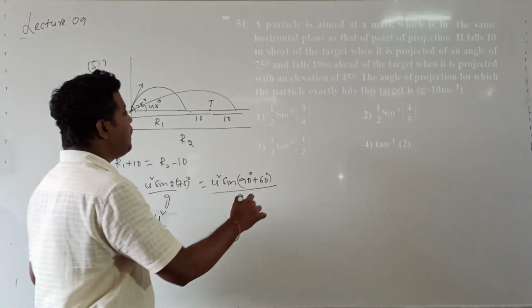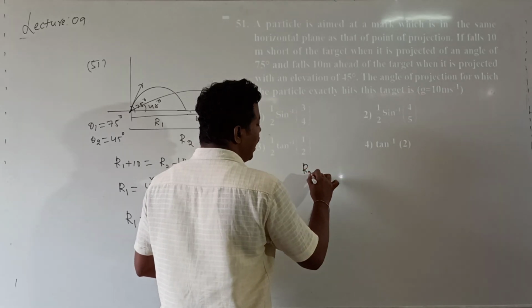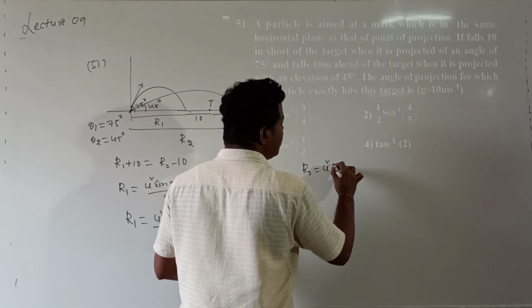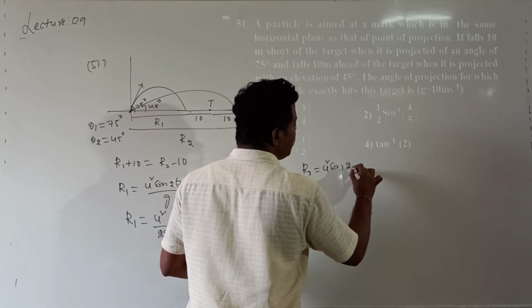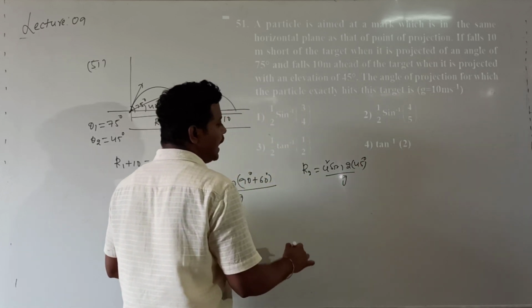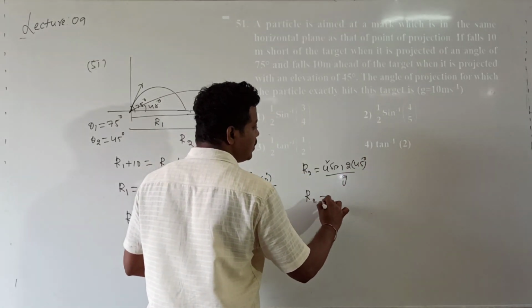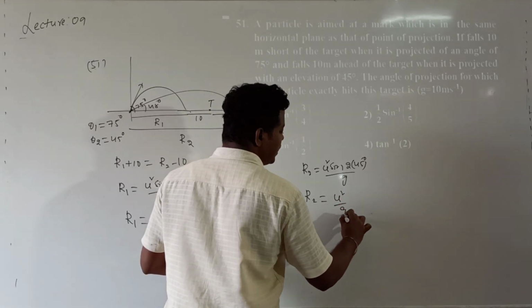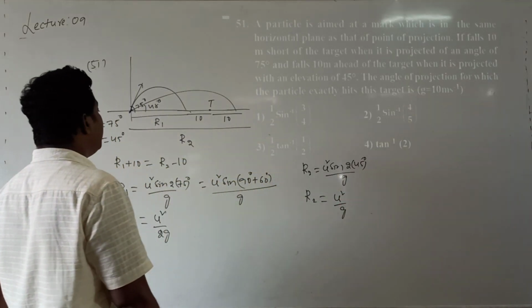Similarly, what is R2? R2 is equal to U square into sin 2 into theta value 45 degrees divided by G. So 2 into 45 is 90. Sin 90 value is 1, which gives U square by G. Now I come to know R1 value and R2 value.